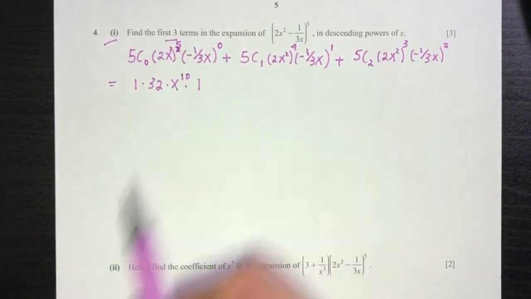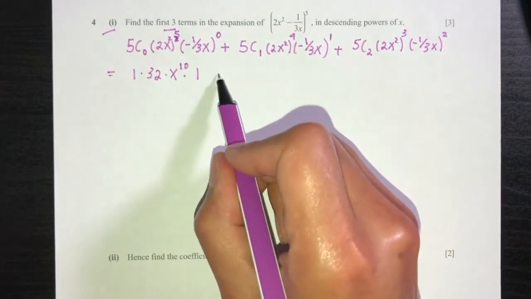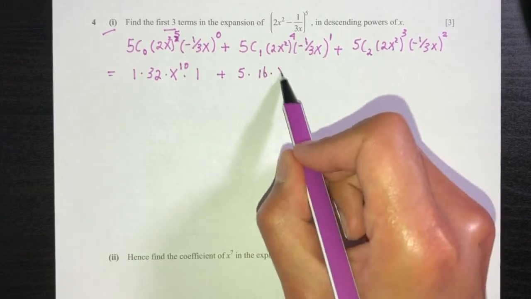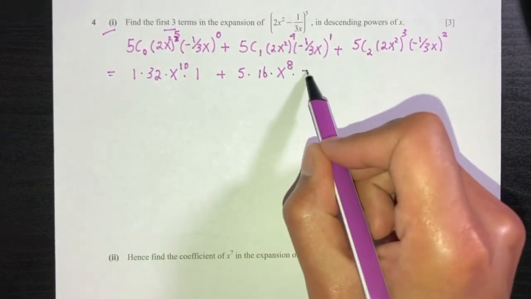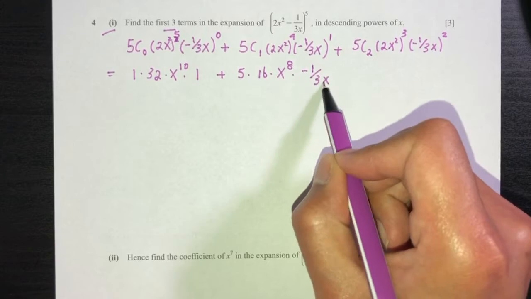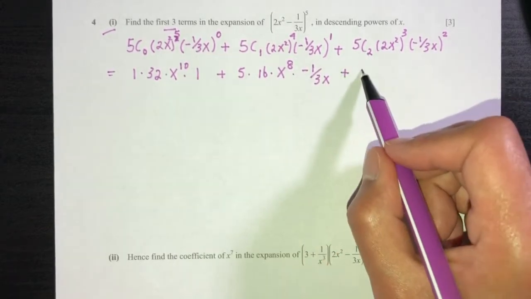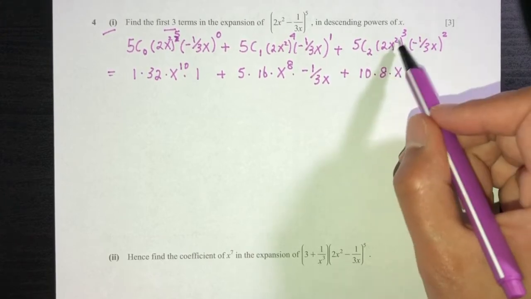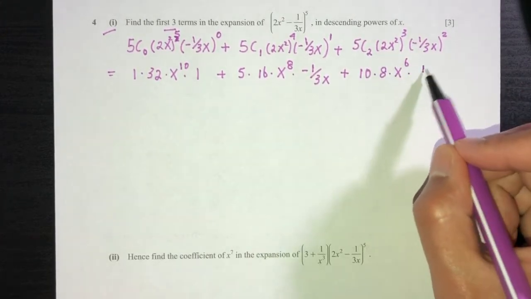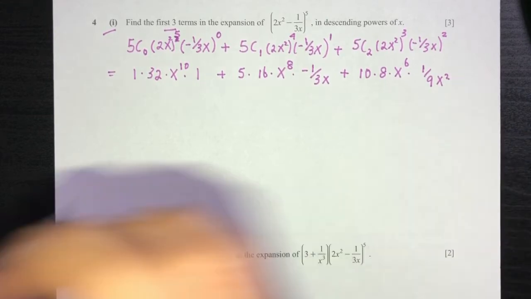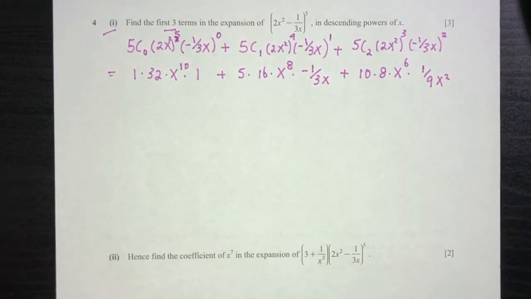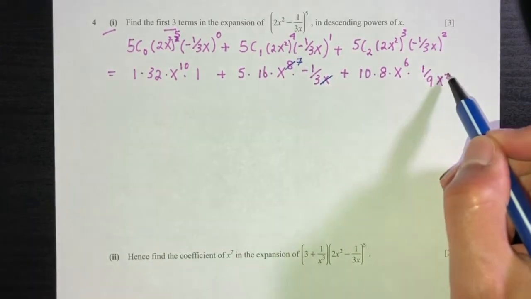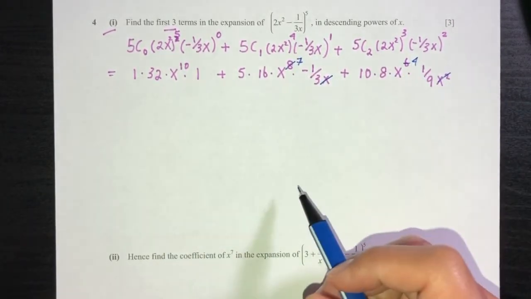Now this is 1 as well. Now simplify. 5 choose 1 is 5. 2 power 4 is 16 times x, that will be 8, times minus 1 over 3x. Plus 5 choose 2 is 10. 2 power 3 will be 8. That will be x to the 6, times 1 over 9x squared. So now we have to simplify. X goes away, that will be 7. X squared, that will be 4.